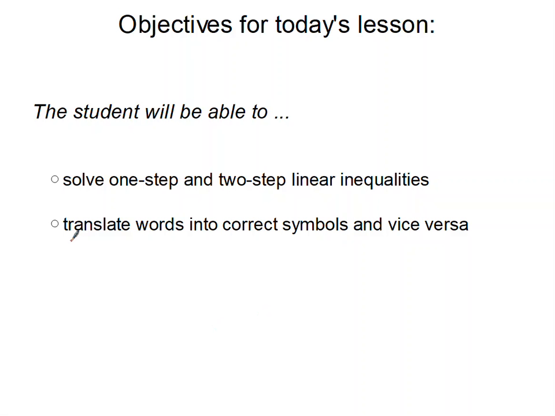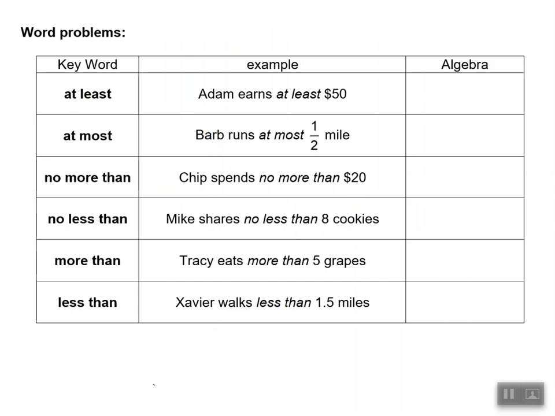In the second tutorial, we will translate words into correct symbols and vice versa. So let's look at some of these key words that would represent some inequalities. At least. Adam earns at least $50. Well, if he earns at least $50, this is the smallest amount that he would earn, which means, and I'm going to use an A because we're talking about Adam, if 50 is the smallest, then he's earning something that's greater than or equal to 50. So at least is a greater than or equal to symbol.